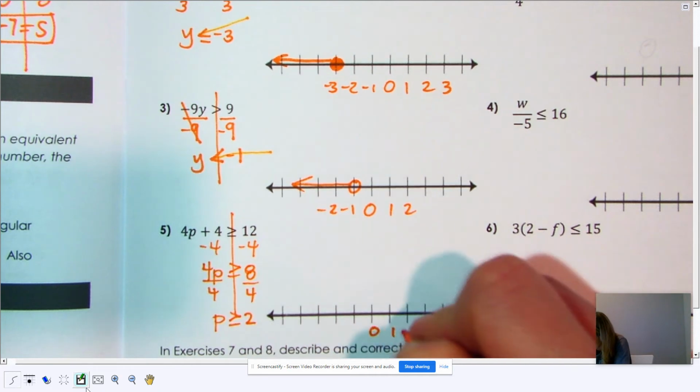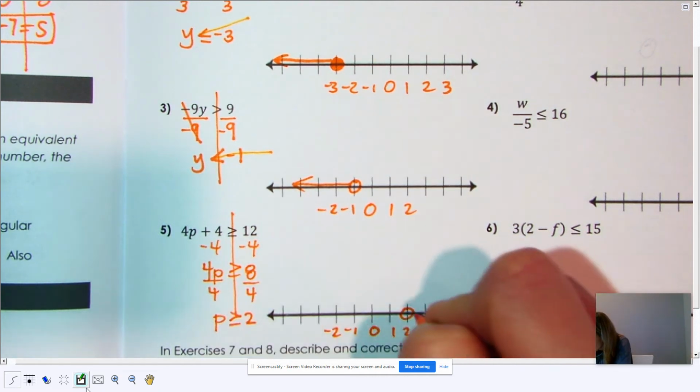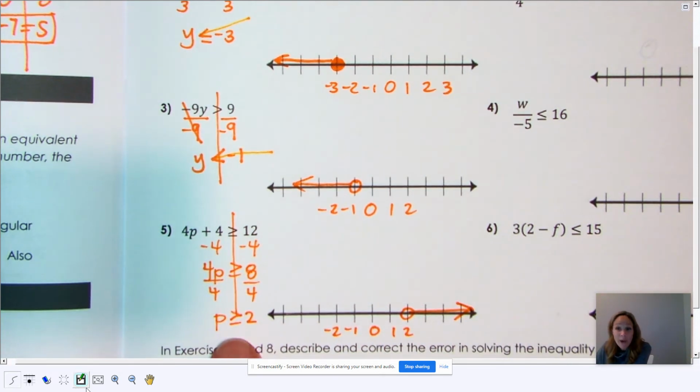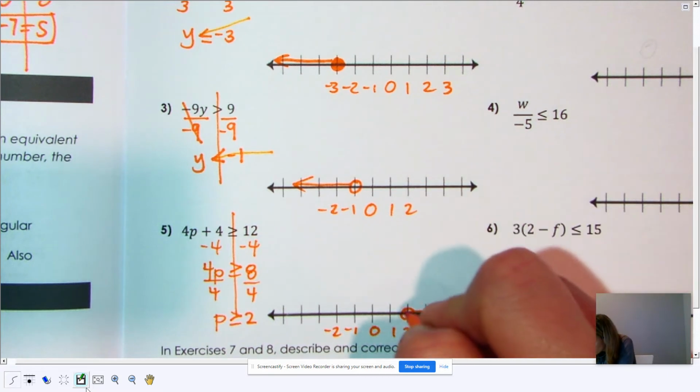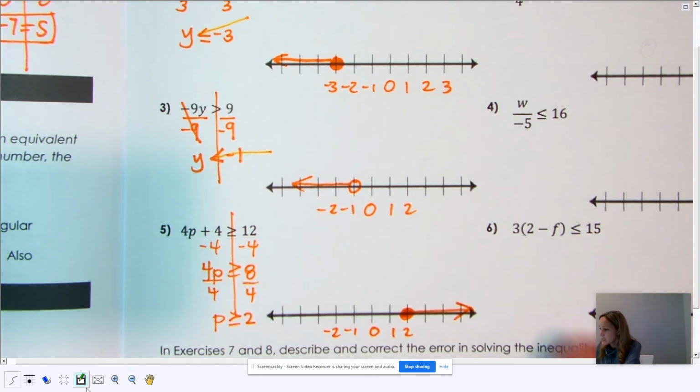So put 0, 1, 2, -1, -2. Open circle, p is greater than. So I'm going to go this way. What did I miss? Or equal to. So that means I have to color in. It could be equal to 2. So I'm going to color in that spot. We're going to skip number 6.